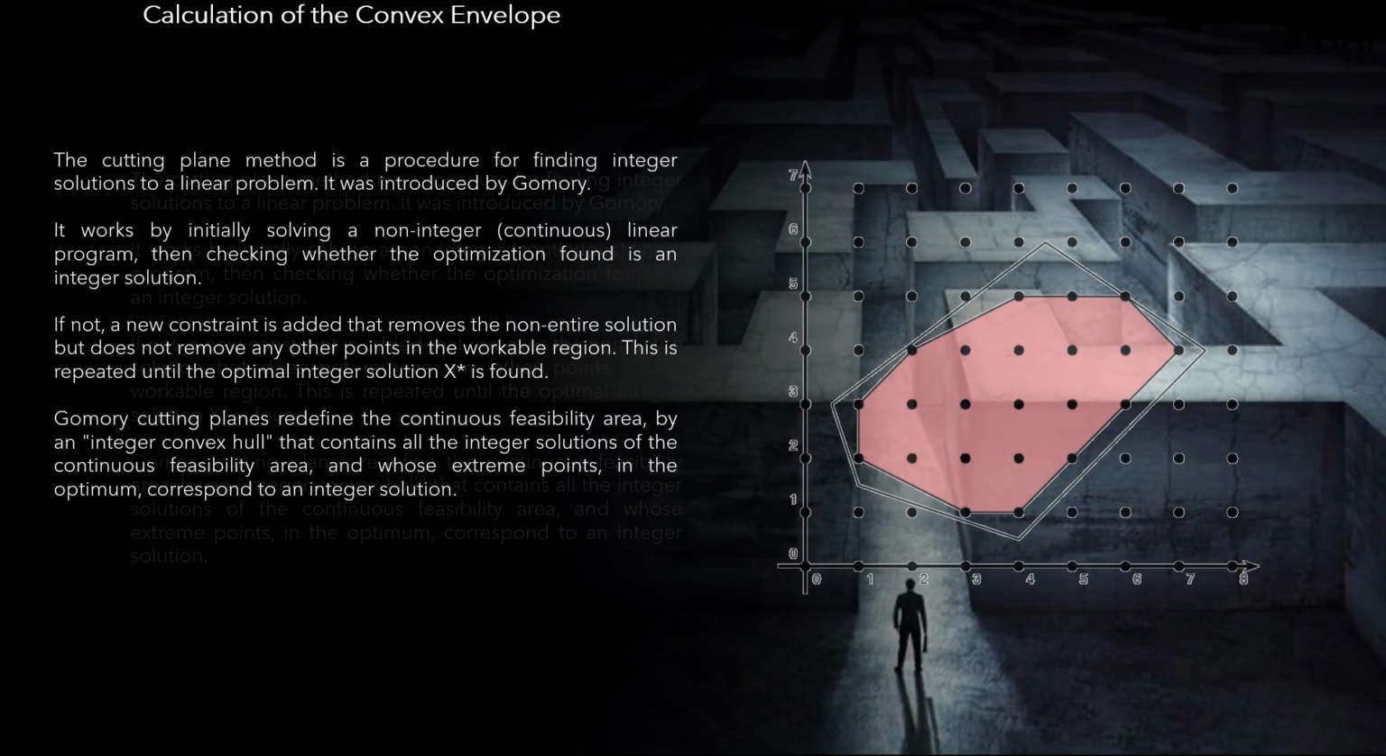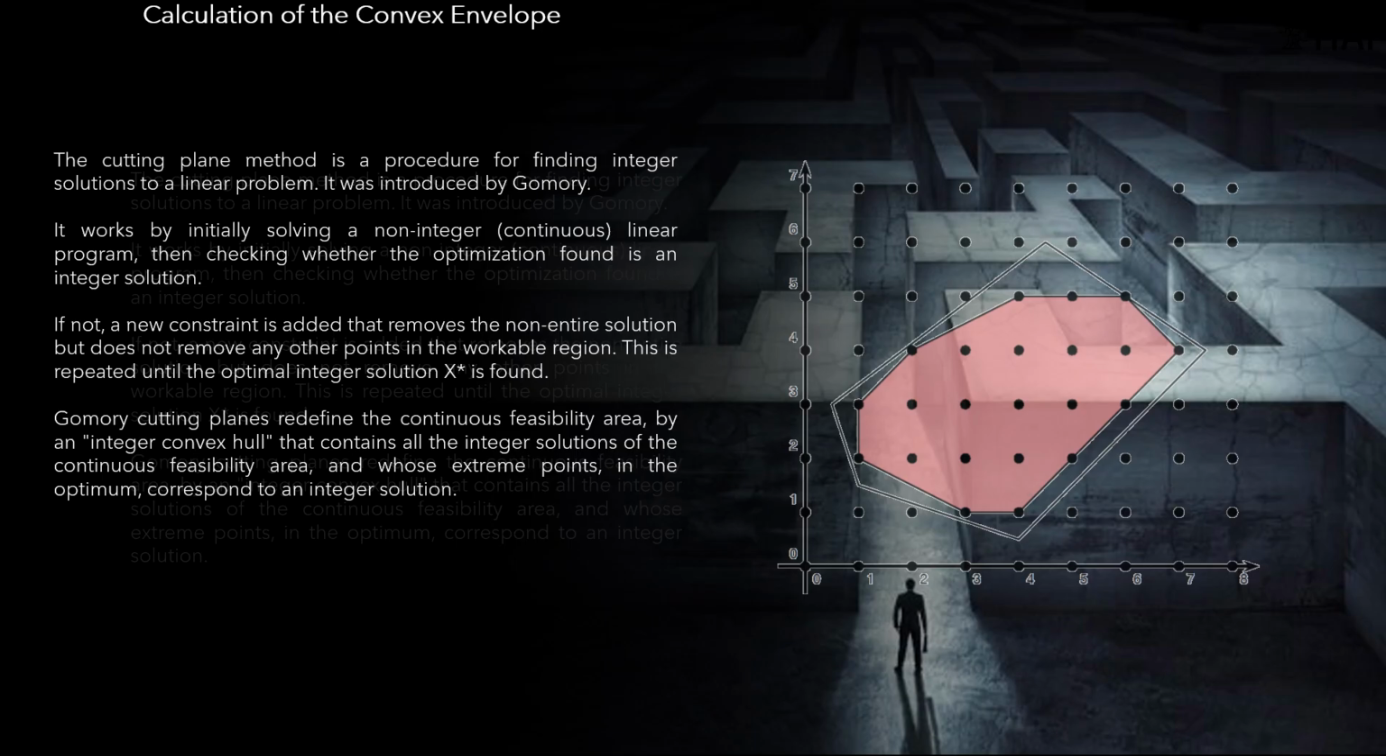The Gomory cutting plane method is a procedure for finding integer solutions to a linear problem. It works by initially solving a non-integer, continuous, linear program, then checking whether the optimization found is an integer solution. If not, a new constraint is added that removes the non-integer solution but does not remove any other points in the feasible region. This is repeated until the optimal integer solution x is found.